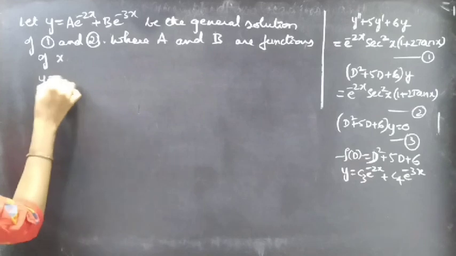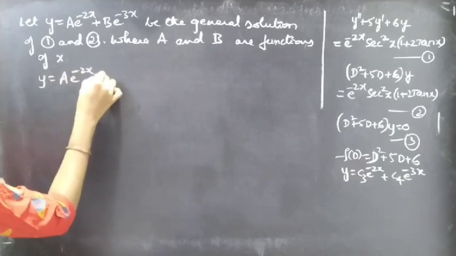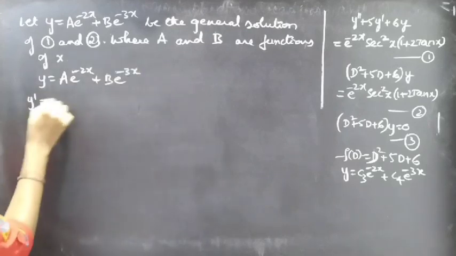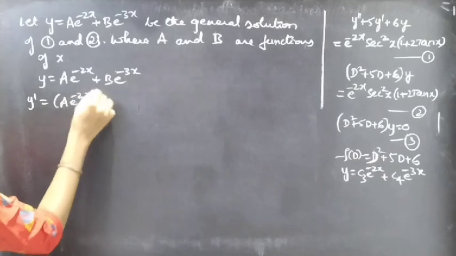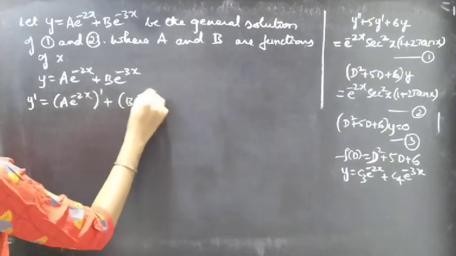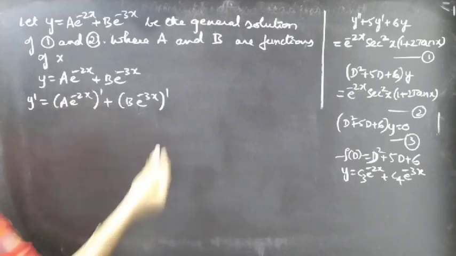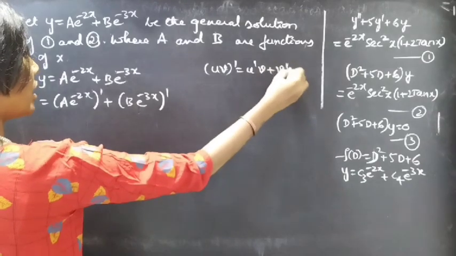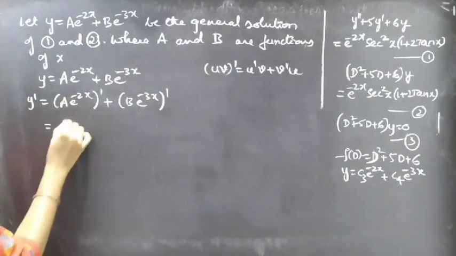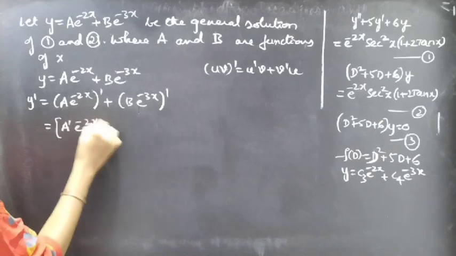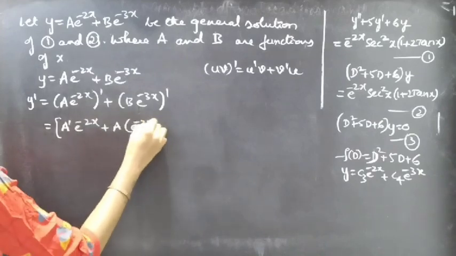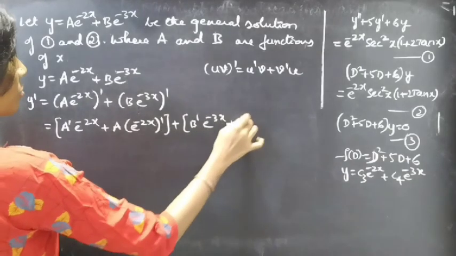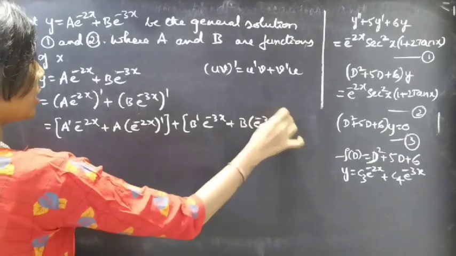We have y equal to a e power minus 2x plus b e power minus 3x, right? Let's find y dash. y dash equals a e power minus 2x whole dash plus b e power minus 3x whole dash. Here we are going to apply the uv whole dash formula, which equals u dash v plus v dash u, right? This gives us a dash e power minus 2x plus a into e power minus 2x whole dash plus b dash e power minus 3x plus b into e power minus 3x whole dash.